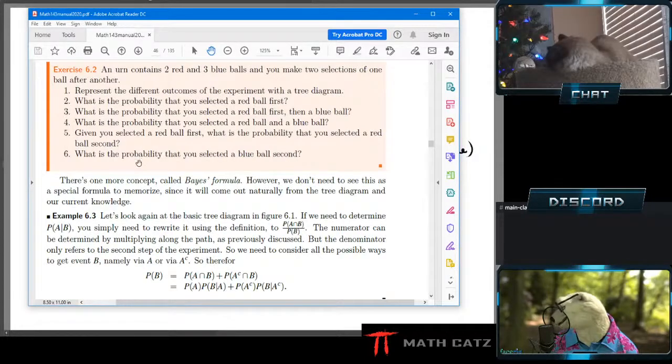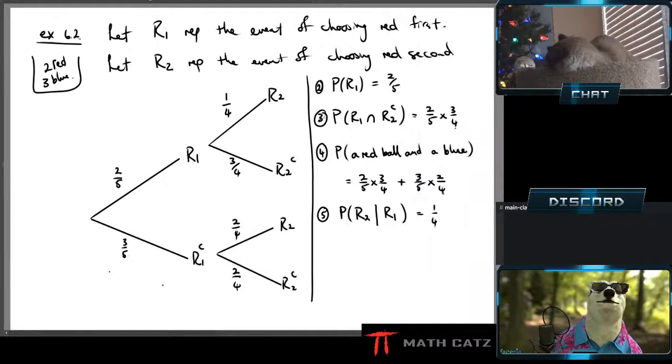Last one. What is the probability that you selected a blue ball second? I do have an event for that. Probability not red second, meaning blue second. Again, this probability is not directly on my tree because it's the second selection, not the first one. So it's deeper in, and these are conditional. And this is a conditional probability.